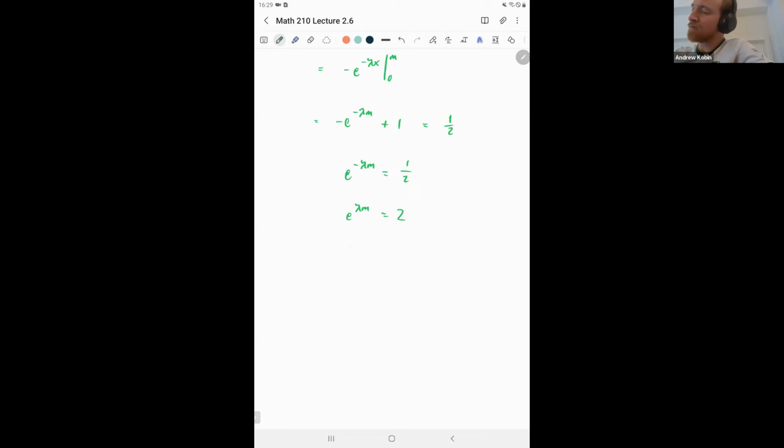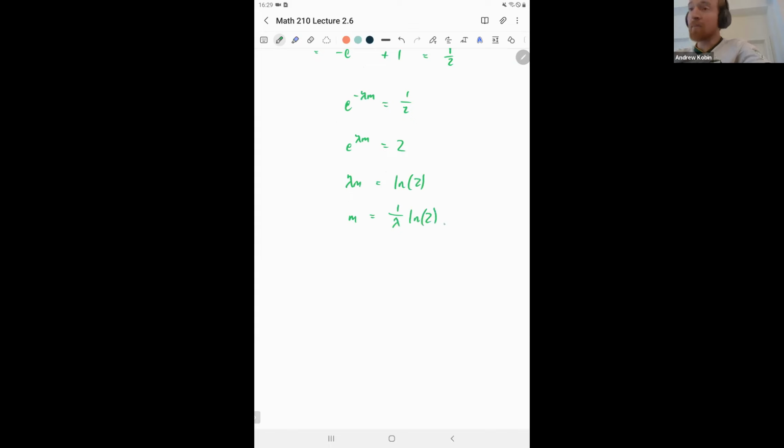I'm going to take the ln of both sides. So lambda m equals ln of 2. And that means that m, voila, is 1 over lambda times ln of 2. So part B of the problem, and this is actually a formula for the median of any exponential distribution. You just decide how many times per time unit the event occurs. That's your lambda parameter. And then the median, so that 50% of the time you're on either side of this x value occurs at this value every time.